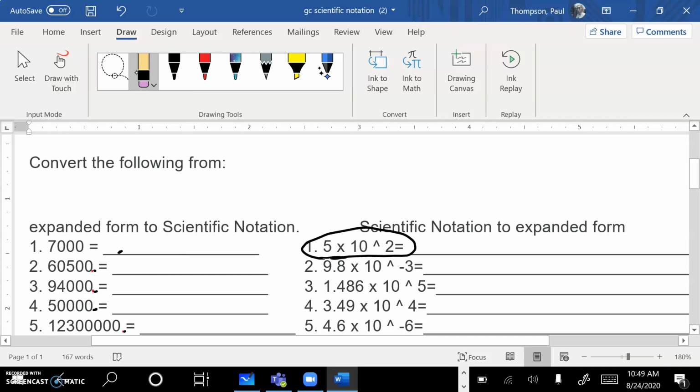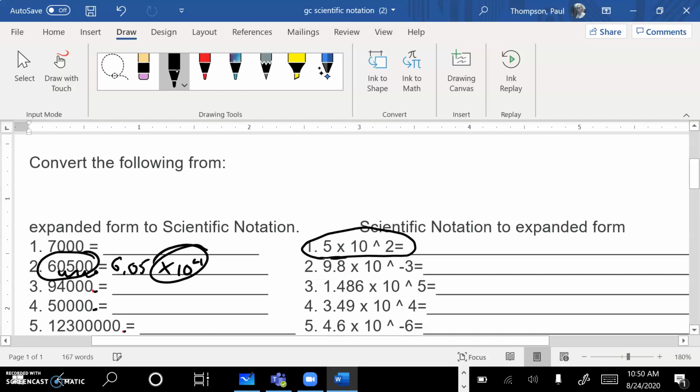So let's do another one. I'm going to erase it, clear it up. Once again, the second number, 60,500, the decimal's there. I want to move it 1, 2, 3, 4, right next to that first whole number. So 6.05. If you heard me, I just said I moved it over 4 times. So times 10 to the 4. This number is greater than 1, so that exponent is going to be positive 4. So your answer is 6.05 times 10 to the 4.